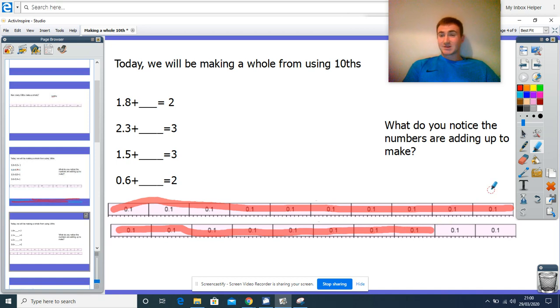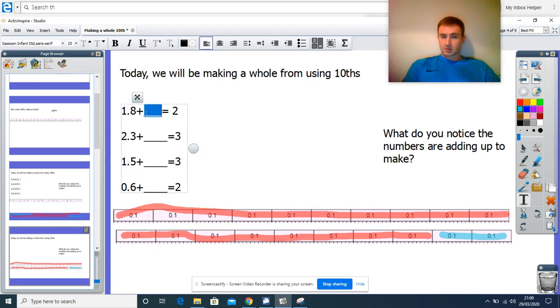And then what's left to make 2 wholes? Well, there's not actually that many left. There's only 0.1, 0.2. Okay, so 1.8 plus 0.2 equals 2. Okay, let's try the next one.